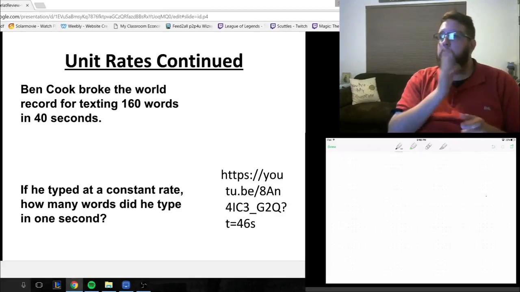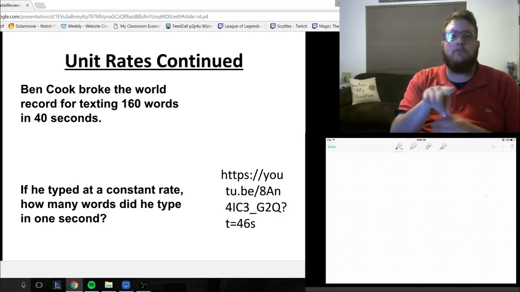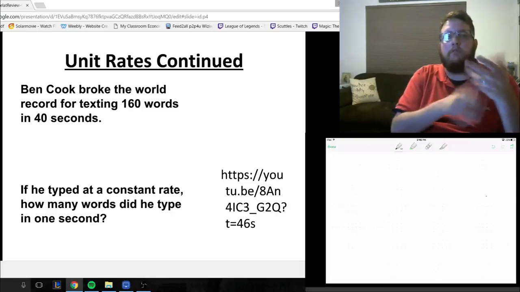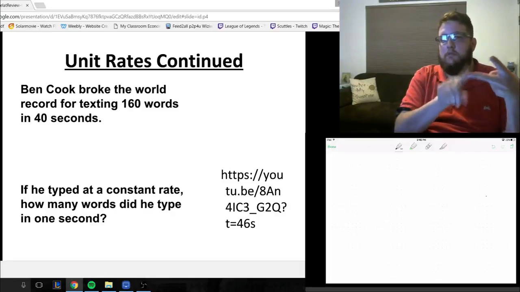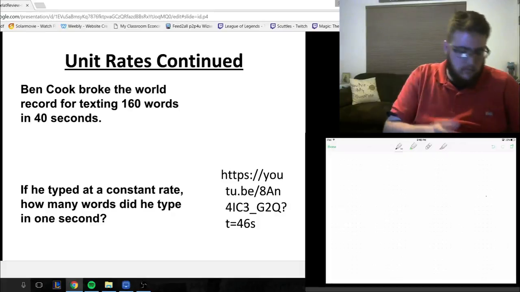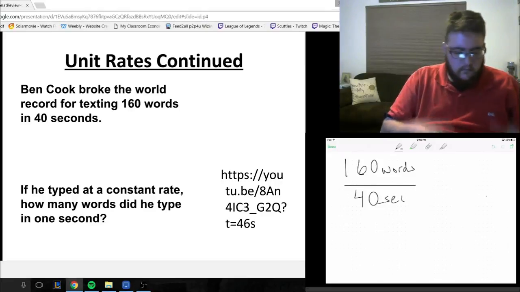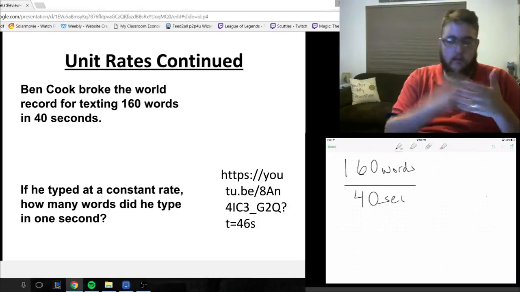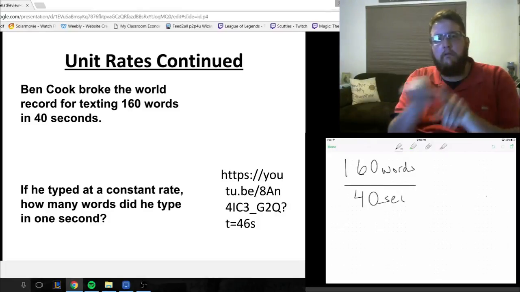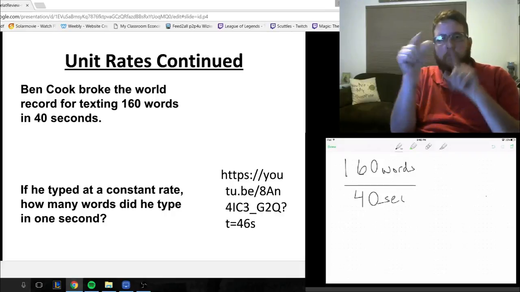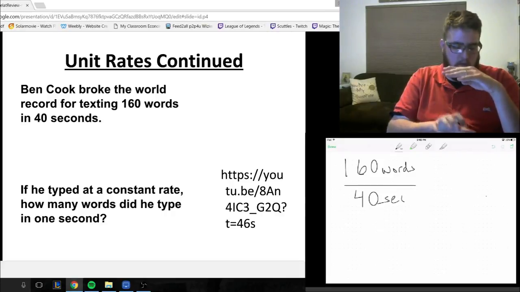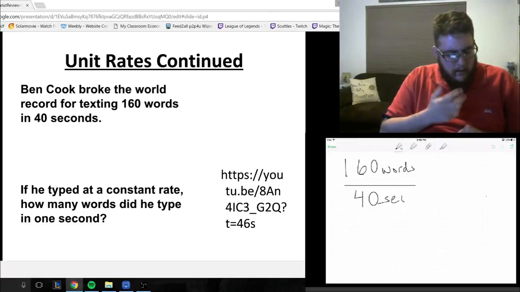The second paragraph talks about something that is not related to the question, so it's not going to help us solve the problem right now. So we do need to write down the useful pieces of information, which is 160 words in 40 seconds. So you'll notice that we've simultaneously done the second step and the third step. We found the useful information, and we've gone ahead and set up our ratio of 160 words to 40 seconds.